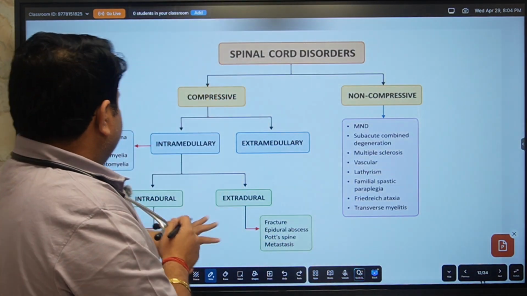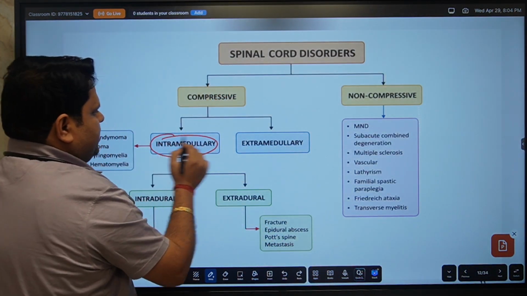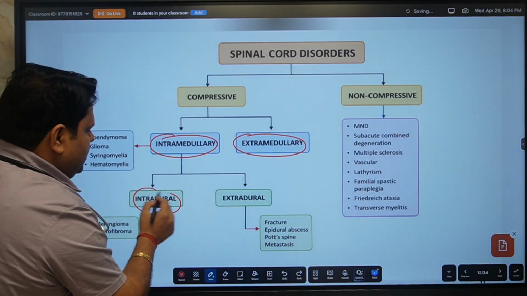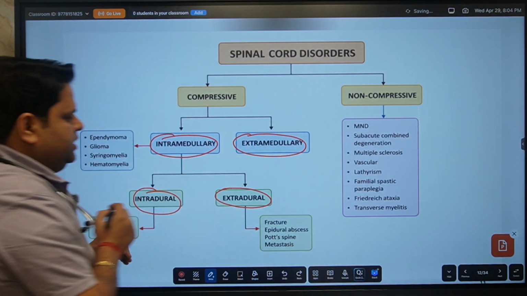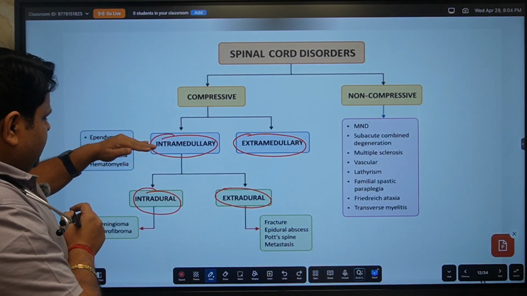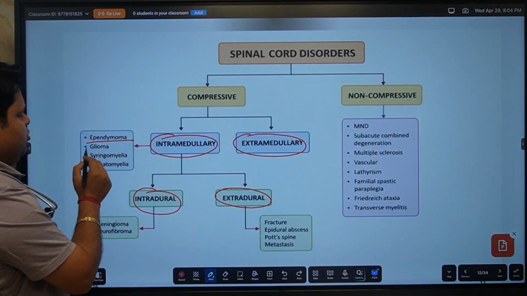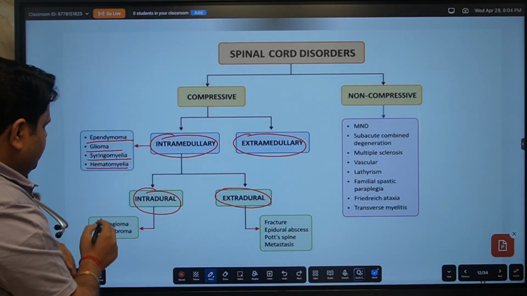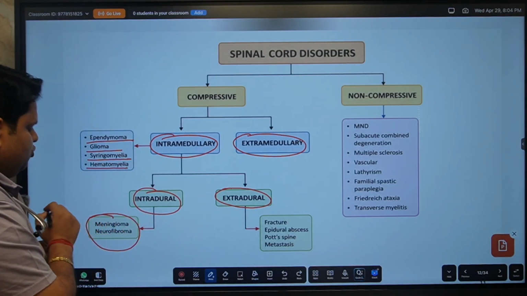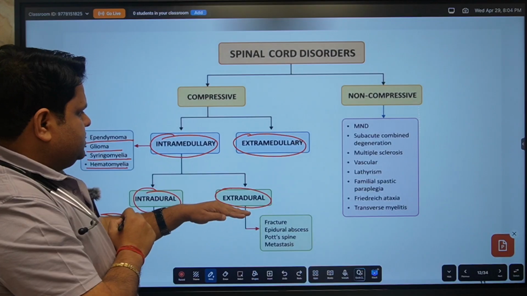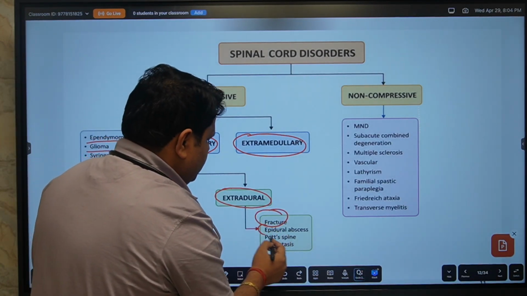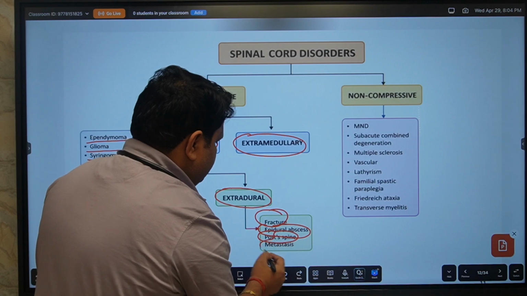For compressive lesions, there are intramedullary and extramedullary lesions; in extramedullary, intradural and extradural lesions are there. In intramedullary, there may be ependymoma, glioma, syringomyelia, and hematomyelia. In intradural lesion, we have meningioma and neurofibroma. For extradural, we have fracture, epidural abscess, Pott's spine, and metastasis.